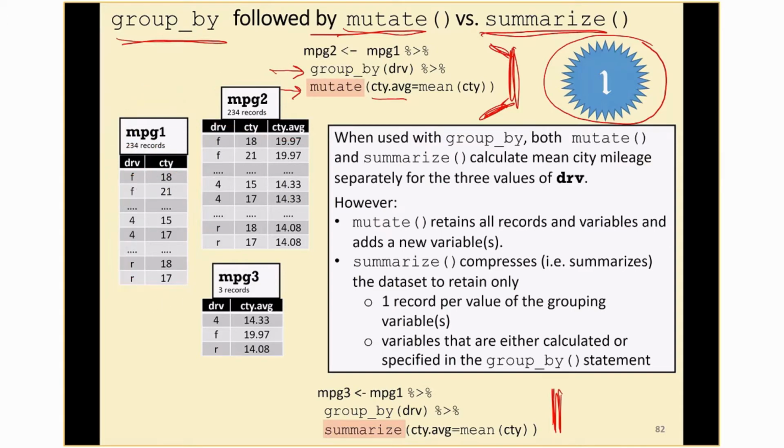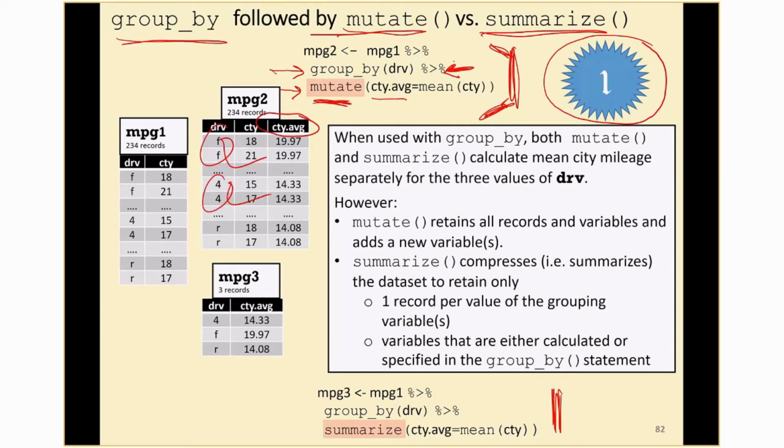because we used the group by function prior to using the mutate function, when it comes time to generate this new variable city average, it will occur separately for the different levels of the grouping variable. So that all the front wheels get one value and all the four wheels another value, etc.